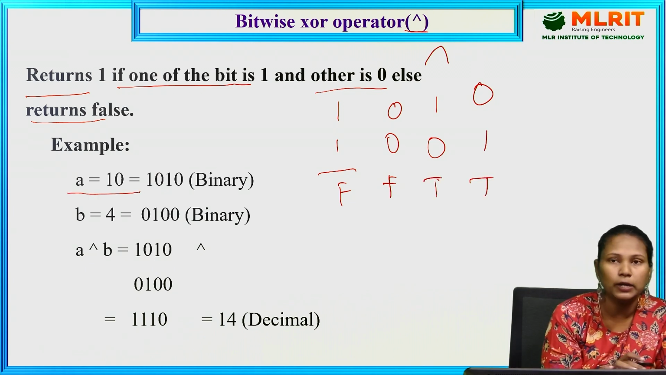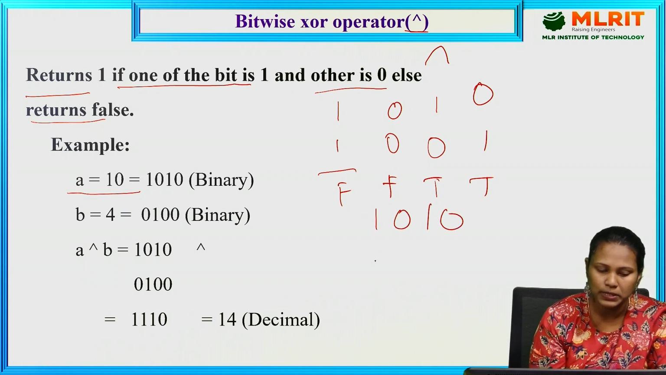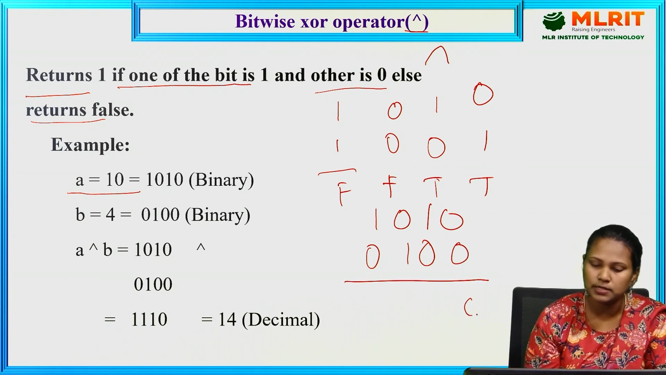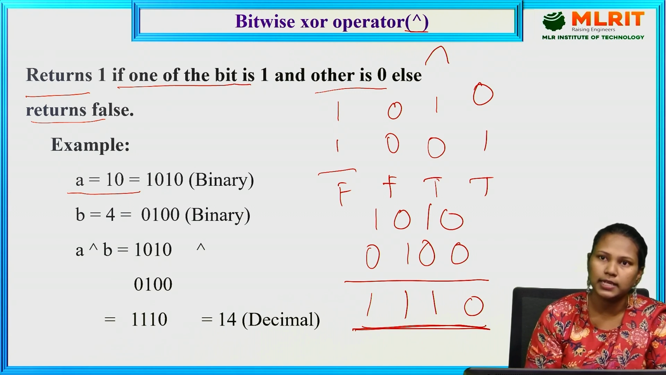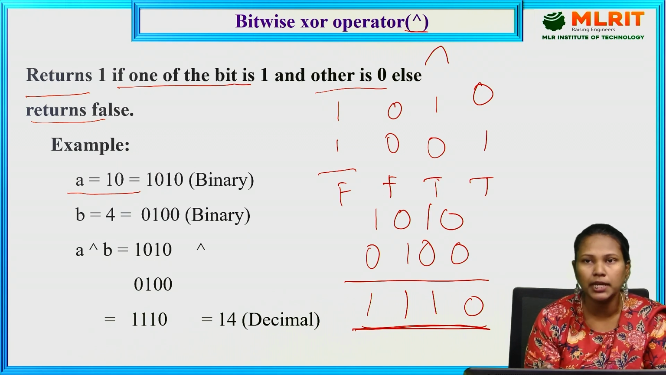So A is equal to 10. We need to perform the bitwise XOR operation on 1010 and the B value is 0100. 0 0 means 0 only, 1 0 and next one 0 1 and 1 0, so 1110 is the XOR result. In the XOR, if both the inputs are the same, it will be false. If different inputs are there, it will be true. In the OR operation, if any one of the inputs is true, it will be true. If both the inputs are true also, it will be true. That is the OR.